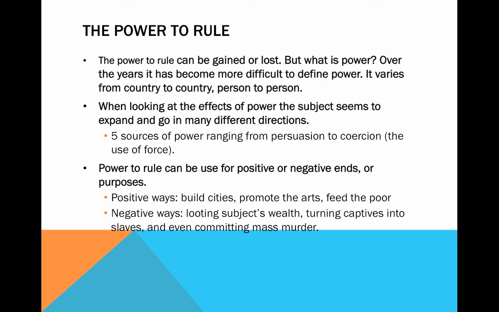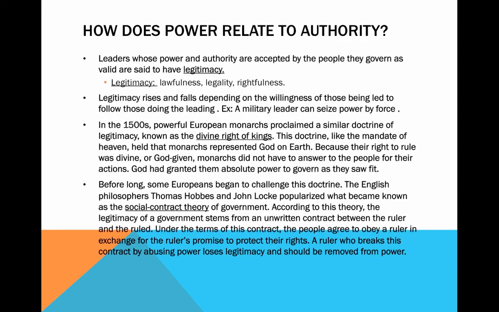When looking at the effects of power, the subject seems to expand and go in many different directions. So we have 5 sources of power, ranging from persuasion to coercion, which is the use of force. The power to rule can be used for positive or negative ends or purposes. An example of positive ways would be to build cities, promote the arts, feed the poor. Negative ways that power is used is looting the subject's wealth, stealing from them, turning captives into slaves, and even committing mass murder, which we've seen throughout history when we learned about World War II and other events.